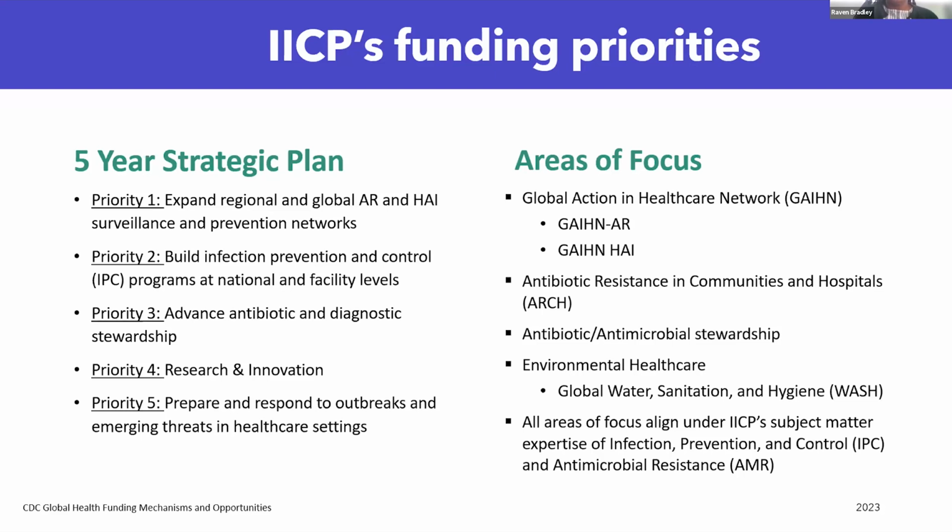Next, we have ARCH, antibiotic resistance in communities and hospitals, where the objective for this focus area is to estimate the prevalence of and risk factors for colonization with antibiotic-resistant organisms in communities and hospitals. Other areas of focus we have is antibiotic and antimicrobial stewardship. We do environmental health care, which includes WASH, so global water, sanitation, and hygiene. And then lastly, our subject matter expertise in our program is infection prevention and control and AMR. So all of the priorities and the focus areas that I just discussed all tie into that IPC and AMR work that we're doing. Next slide, please.